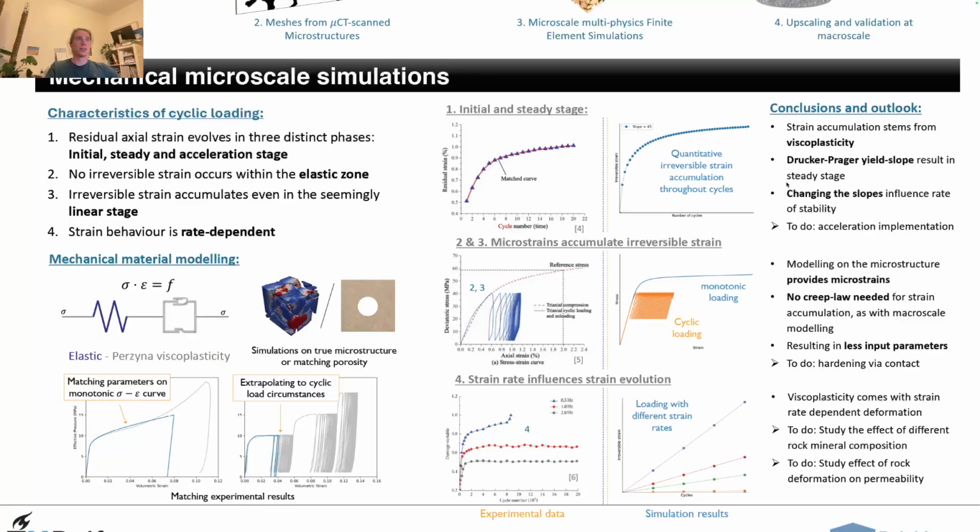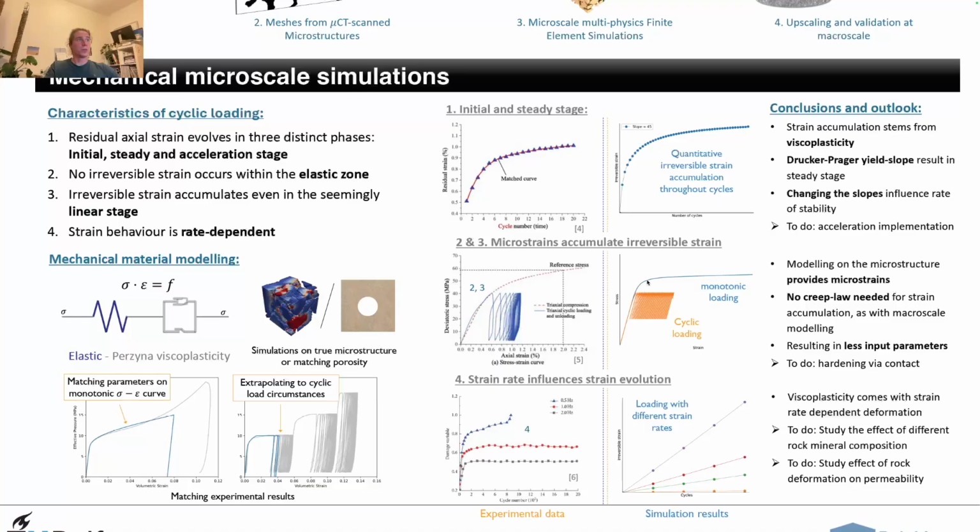And by changing the yield slope, I also find that the slope on which the steady state continues can be influenced. What is not implemented yet in this current model is the acceleration stage. This is something which is coming. Then we move on to point 2 and 3. What we find, indeed, if we load in the elastic zone, there is no strain accumulation.